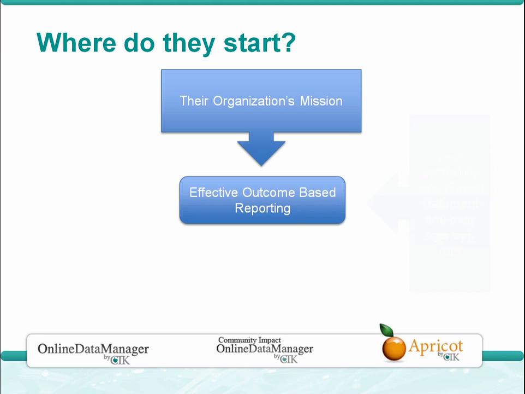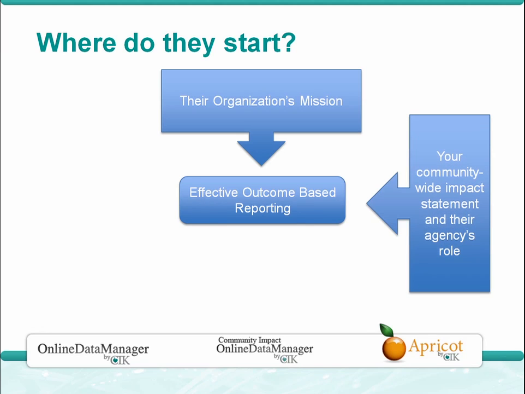The second one then is to begin to look at, as a funder, your community-wide impact statement and their agency's role. If it's around education, income, or health, whatever your outcome goal is, or your community-wide outcome statement, what is their agency's role within that? Do they have a role to play to address that issue as they move forward, so that there is that connection between their mission and the goal?